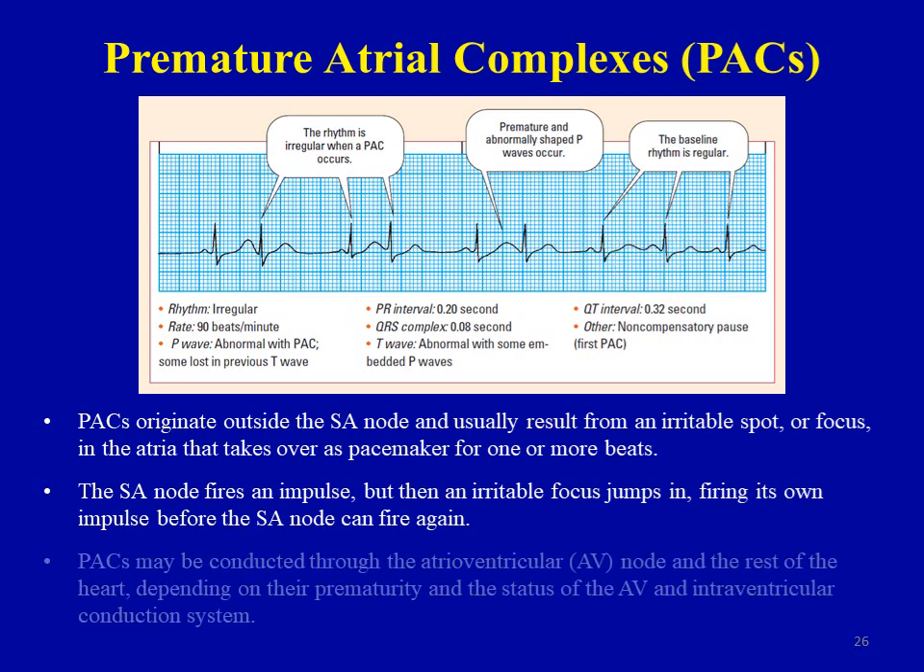Premature atrial complexes may be conducted through the atrioventricular node and the rest of the heart, depending on their prematurity and the status of the AV node and the intraventricular conduction system. So whether they are in the refractory period or not depends on the condition of the AV junction and the intraventricular conduction system, which means the bundle branches and the Purkinje fibers, and the refractory state of these parts.